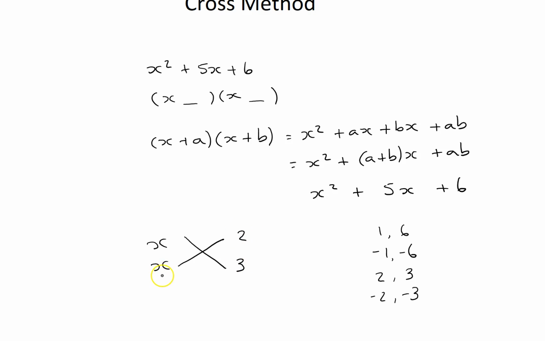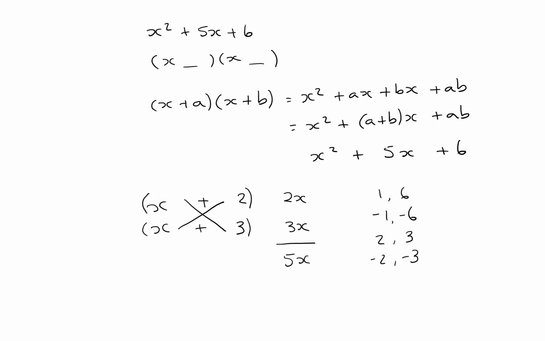Now if we multiply out our cross lines, we've got x times 2 gives us 2x, x times 3 gives us 3x, we add them together and we get 5x, which is the x term we are looking for, plus 5x. So we have our two factors here, x plus 2 and x plus 3. And I can rewrite our quadratic equation as x plus 2 times x plus 3. We have factorized our quadratic equation using the cross method.